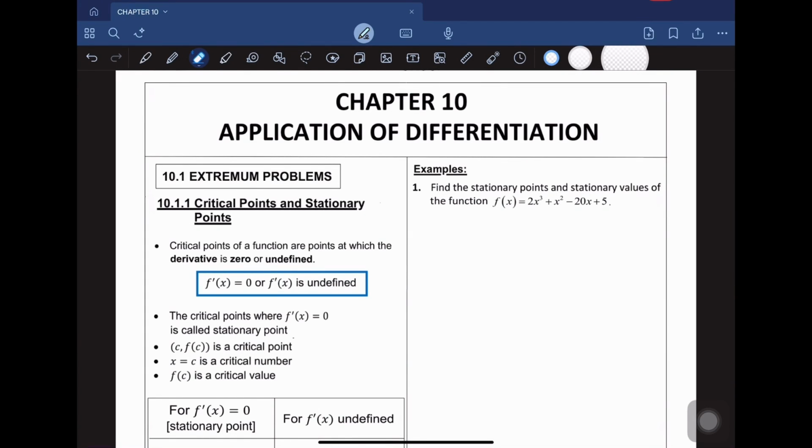So now we are at the very last topic for this semester, which is chapter 10, application of differentiation. In this video I will cover 10.1 extremum problems. Let's first go through critical points and stationary points.